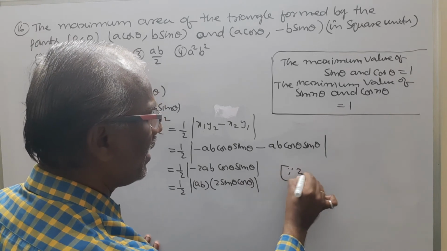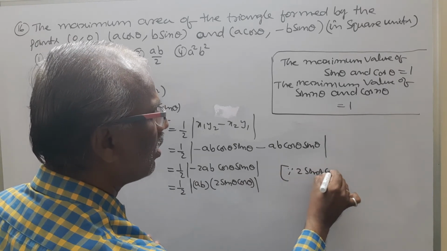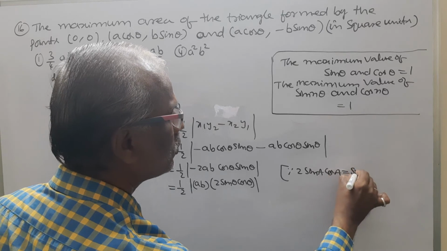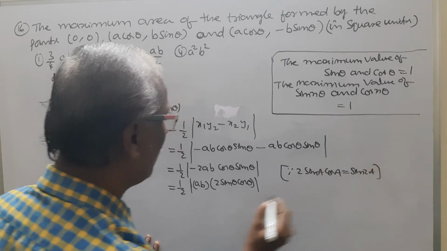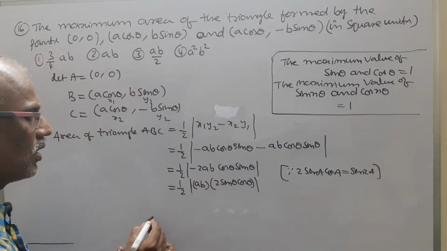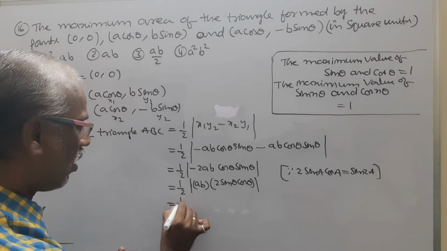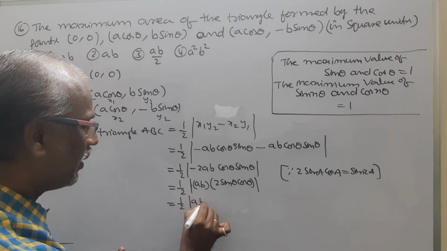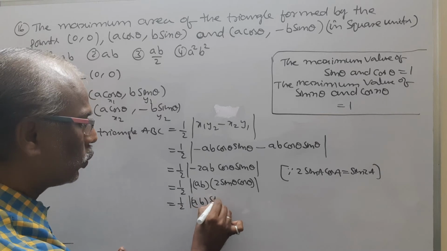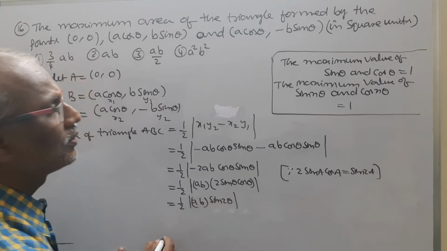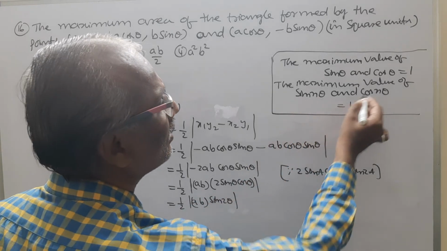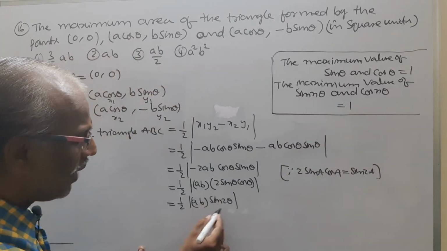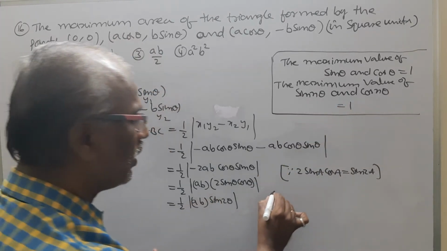2 sin A cos A equals sin 2A. This is the formula: 2 sin theta cos theta = sin 2 theta, so the expression is |AB| sin 2 theta. The maximum value of sin theta and cos theta is 1. The maximum value of sin 2 theta is 1.